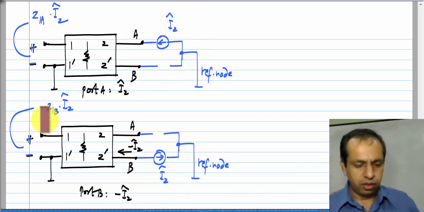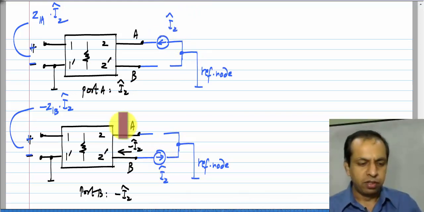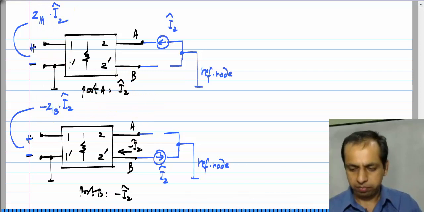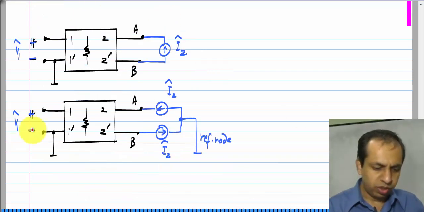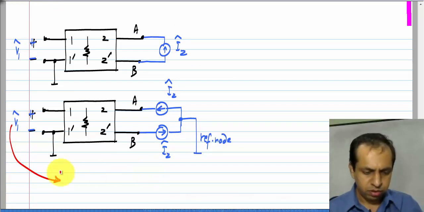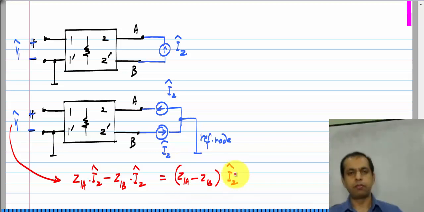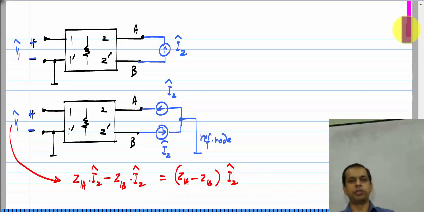Now, in the original case I have both of these sources being active. So, the actual voltage V1 hat would be the sum of this voltage and that voltage. Okay. So, the voltage here would be Z1A times I2 hat minus Z1B times I2 hat, or Z1A minus Z1B times I2 hat. Okay. So, pretty simple. I split the current source, took one current source at a time, got the outputs, and I have this as my output at port 1 when port 2 is excited.